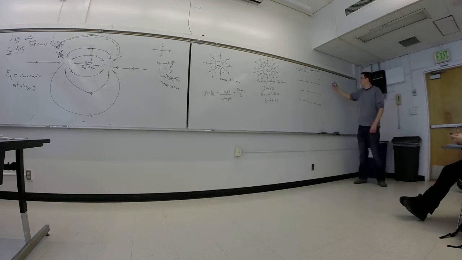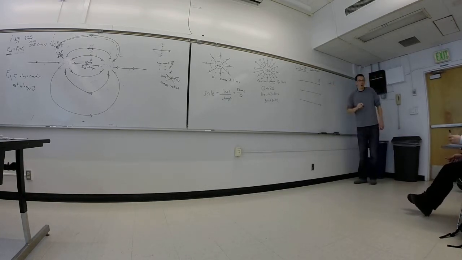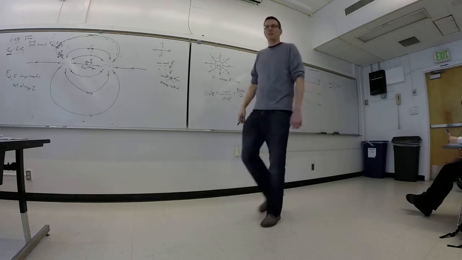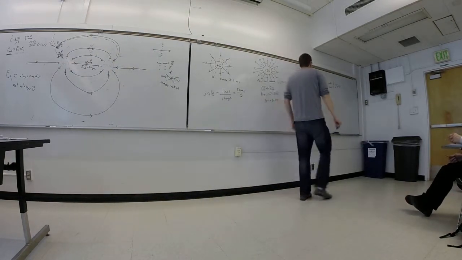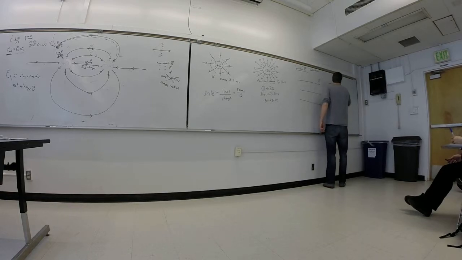If you have a uniform field, that will cause a constant force. Remember the equation, F equals QE. So if you have a charge in a constant field or uniform field, it will exert a constant force. That will in turn cause a constant acceleration. Just good old F net equals ma.